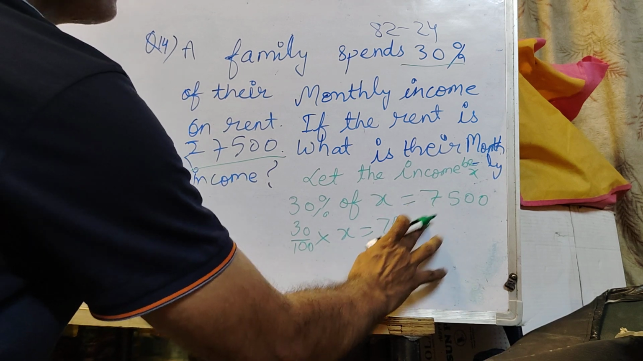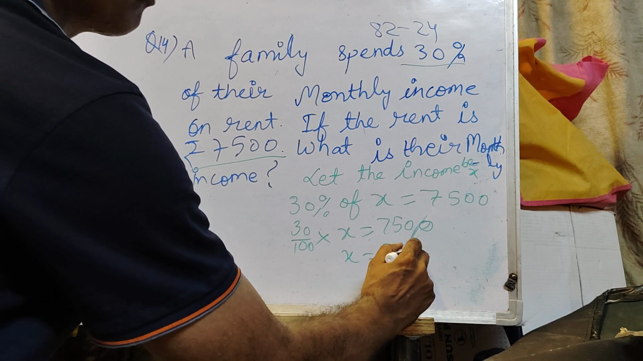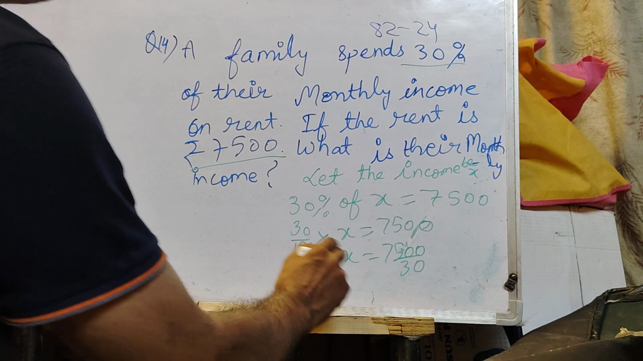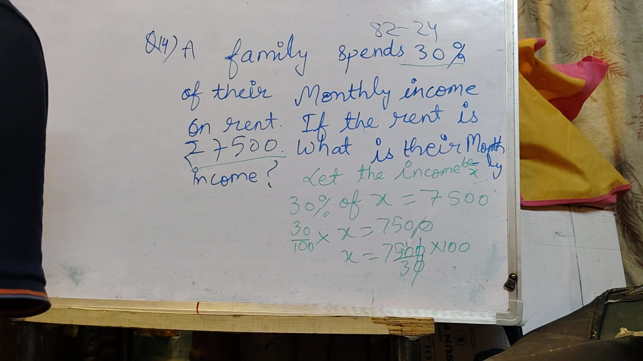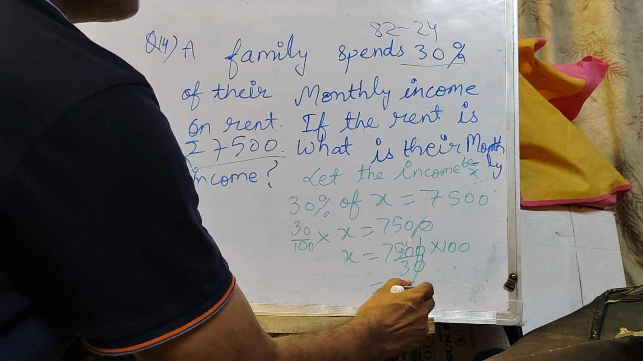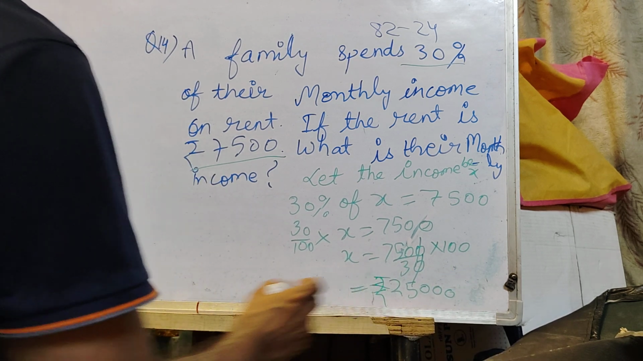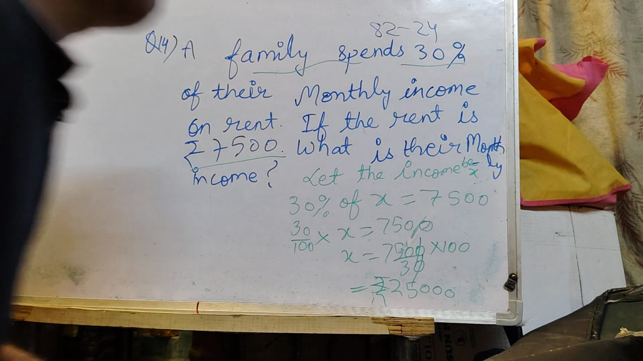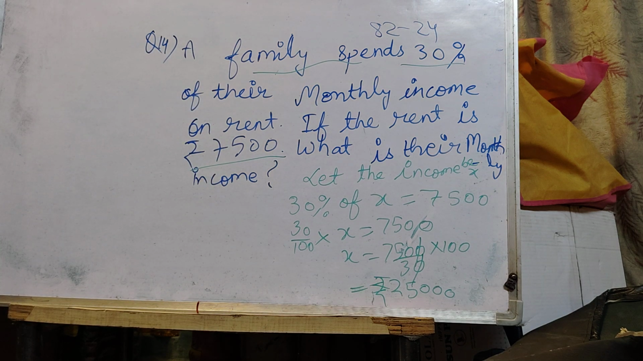So we can cross multiply. So 100 goes in the numerator on the other side by crossing the equal to sign, and 30 goes in the denominator. So we can cancel now. 30 cancels, 3 cancels 750, 250 times 100 gives us 25,000. So this is the monthly income, monthly salary of a family. So 30% of the family's income is spent on the rent. So rent is 7,500. So that's why salary is 25,000. I think this one is correct.